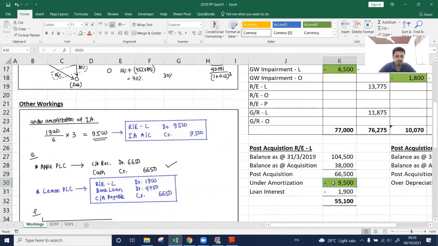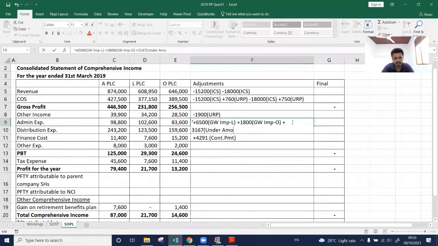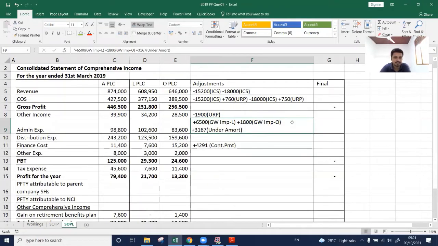What is the amount relevant for our current financial year? That is 9,500 over 3, 3,166. Under amortization expense amount 3,167, rounded off. Right, under amortization 3,167 needs to be considered under administration expenses.